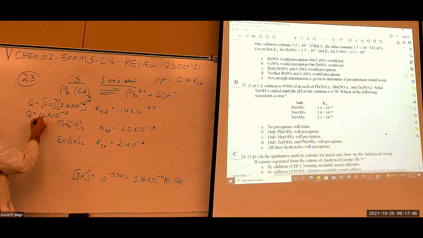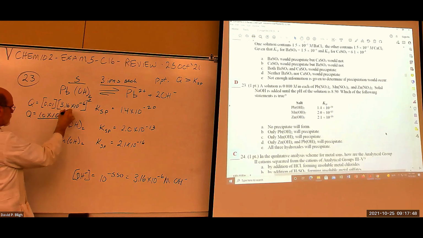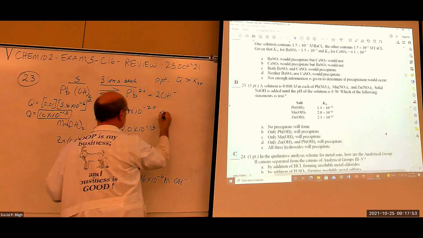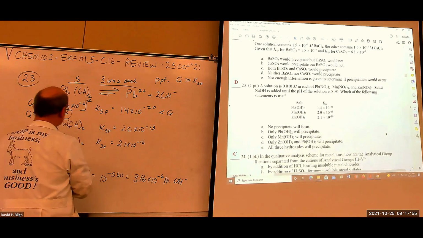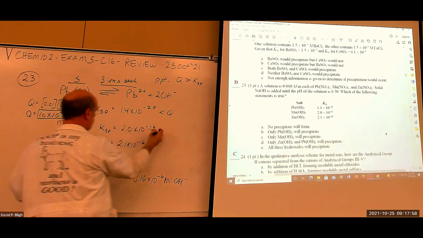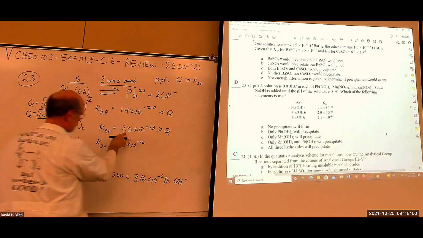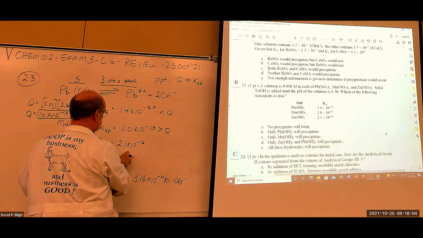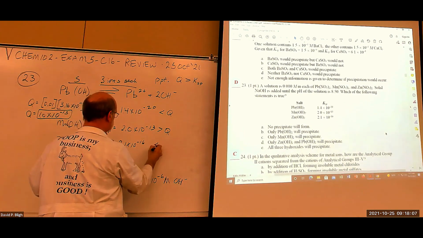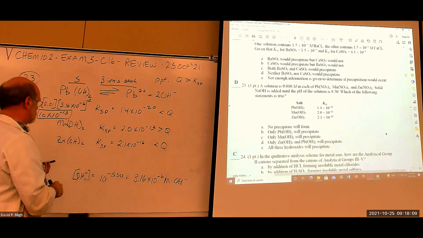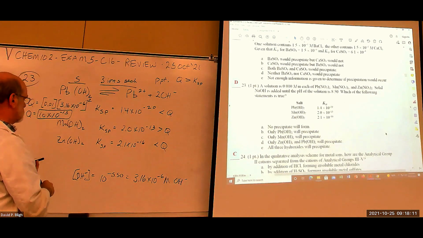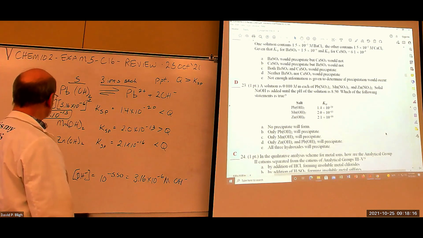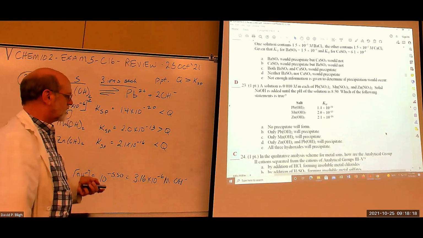So we compare each one of them to this value. So this is less than Q. It won't precipitate. This is greater than Q, right? Twice as high. And this one is less than Q, right? Yeah. So the only one that's going to precipitate is manganese hydroxide.